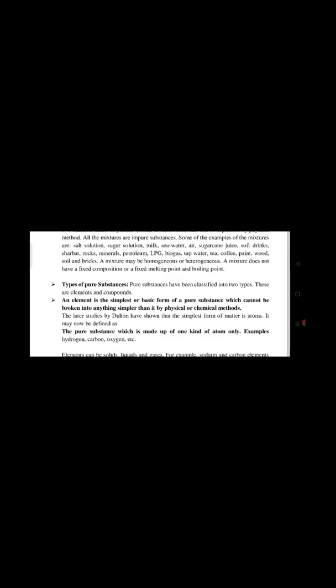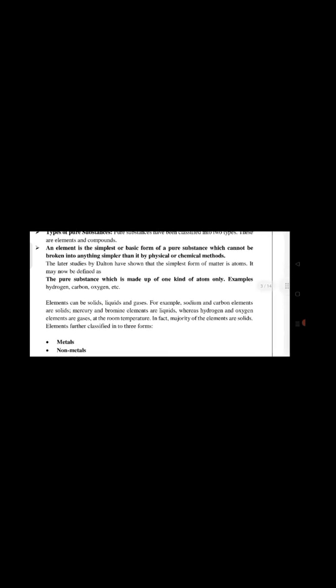Okay. Later studies by Dalton have shown that the simplest form of matter is atoms. An element may now be defined as a pure substance which is made up of one kind of atom only. Examples: hydrogen, carbon and oxygen, etc. Elements can be solid, liquid or gas. They can exist in solid state, liquid state as well as gaseous state.